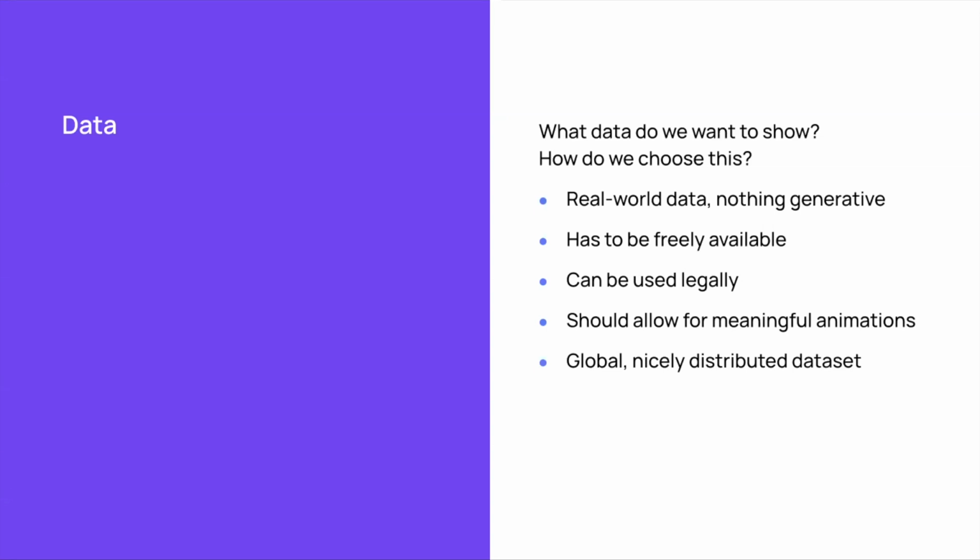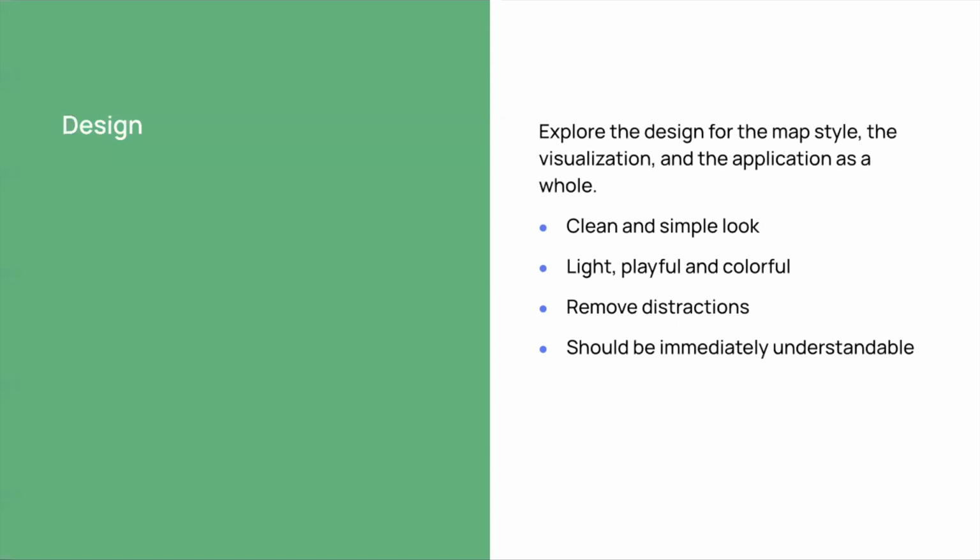Marine traffic is, I think, legally a bit complicated, but air traffic was a data set that we were able to obtain. Then for the design, with such a wide briefing, we need to see what we want to achieve. We want the look to be really clean and simple. It has to be immediately understandable what it tells you. So there shouldn't be any distractions in the map or in the base maps or whatever.